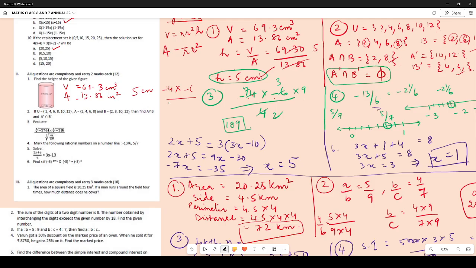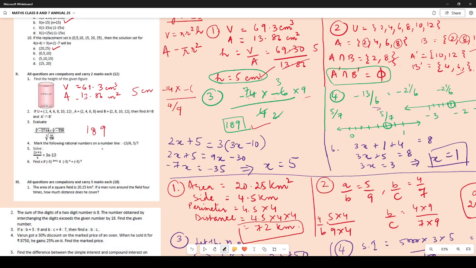Cube root of 64 is 4, by 9. Cube root of 729 is 9. Right? So this 9 goes up over here and you find the answer as 189. So the answer for this is 189.